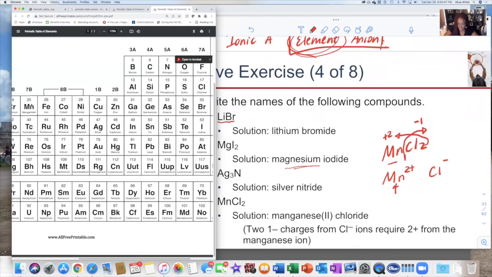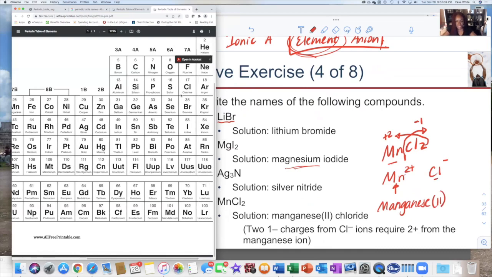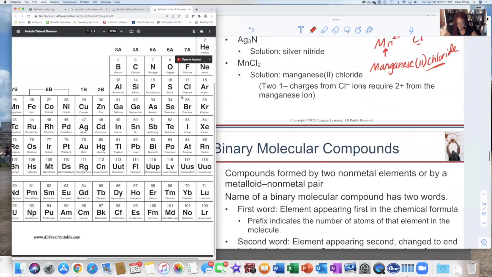Now I have to name this. Mn is manganese right here on the screen. So that's going to be manganese. I did find it this time. Yay to me, kudos. 2, because of the charge. Then name this as an anion. Where's Cl? Cl is right here. Name it as chloride. So manganese 2 chloride. Okay. It takes practice to be better at this.